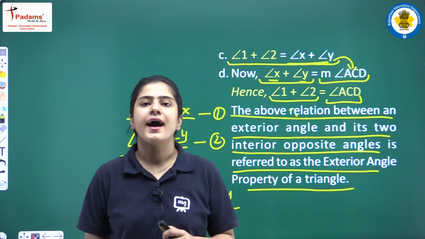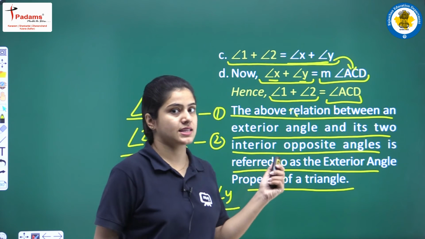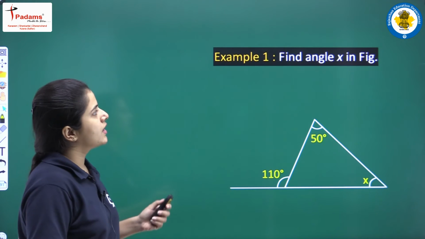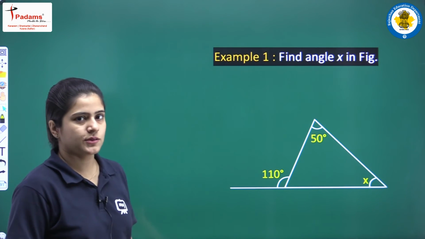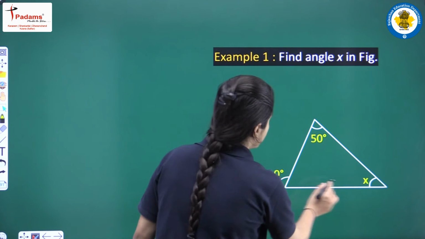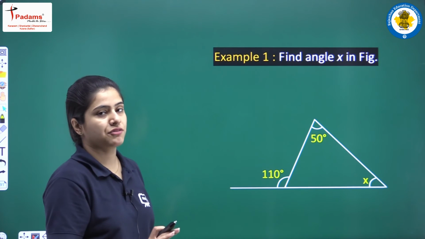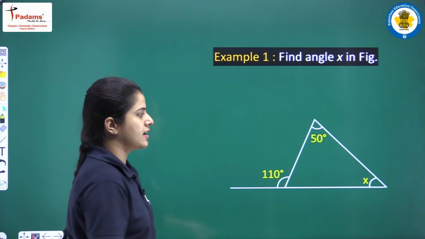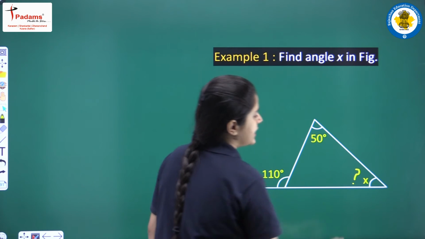Okay students, having a look at the example based upon this property. What is it students? Find angle x in figure. Okay, we are given a figure, okay, and now in this particular figure you have to find out the angle x. हमें angle x की value find करनी है.